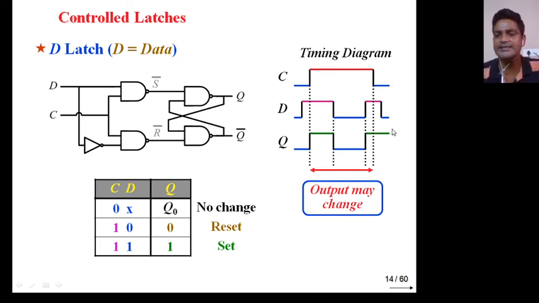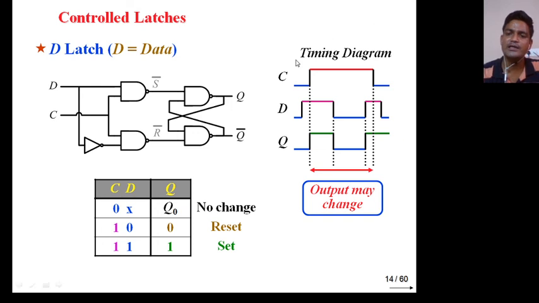So this is not a desired condition, and we have to take care of this. In level triggering output changes many times in a single clock pulse. It changes from 1 to 0, then 0 to 1, so it is not a stable state. So in level triggering there is always race around condition. What is race around condition? When output changes many times in a single clock pulse, that is called race around condition.